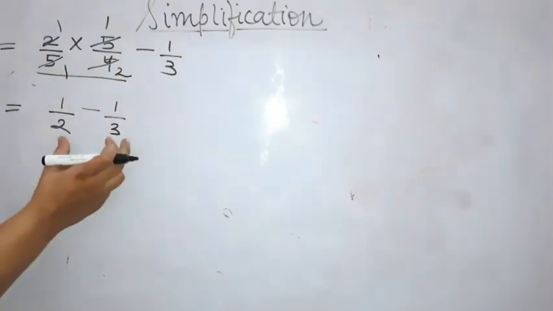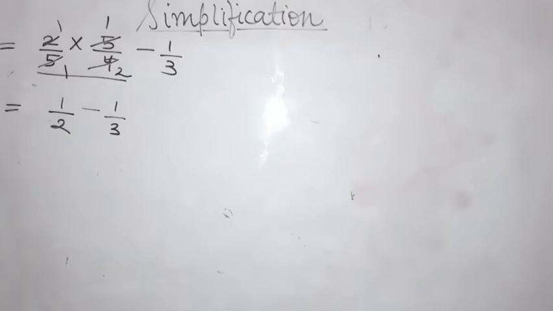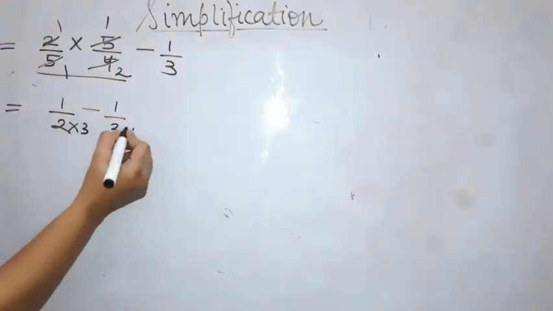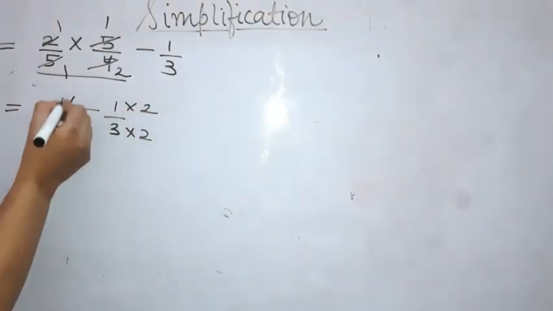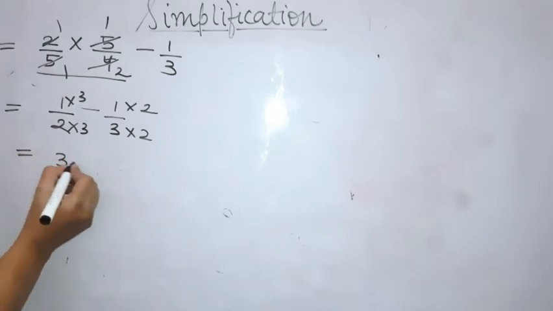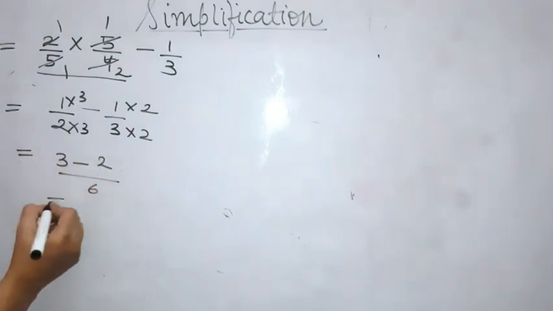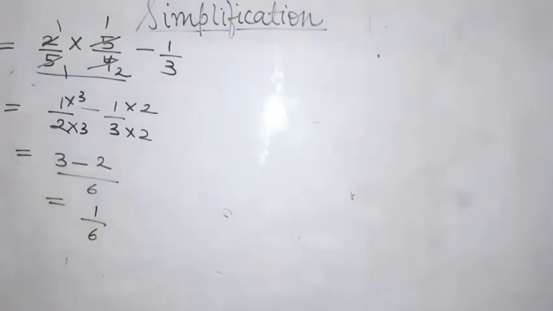Now what is the LCM of 2 and 3? Since 2 and 3 are co-prime numbers, their product is their LCM. So the final answer will be 1 upon 6. I hope you must have understood question number 8, students.